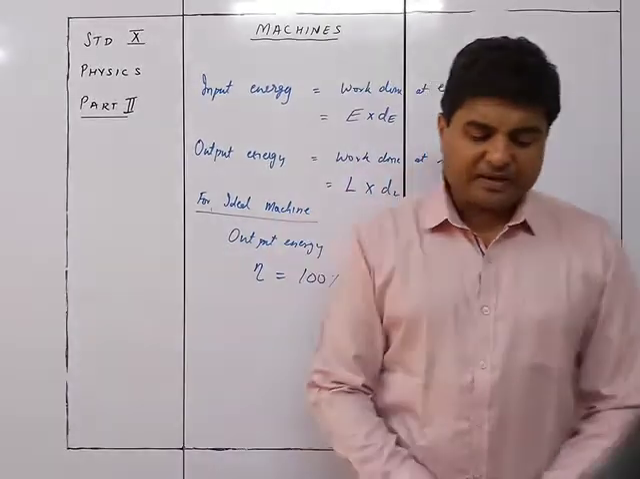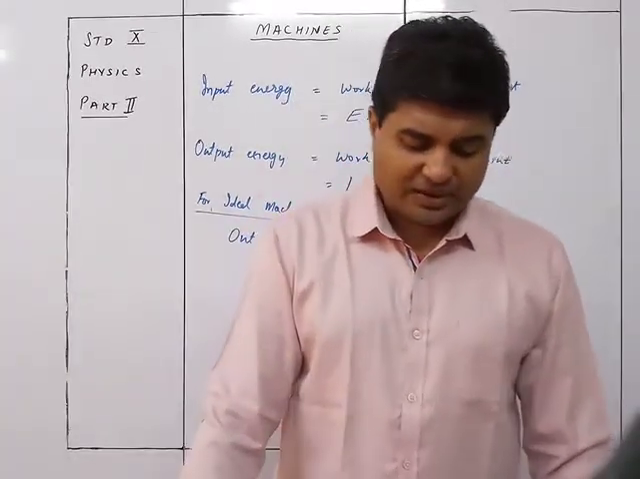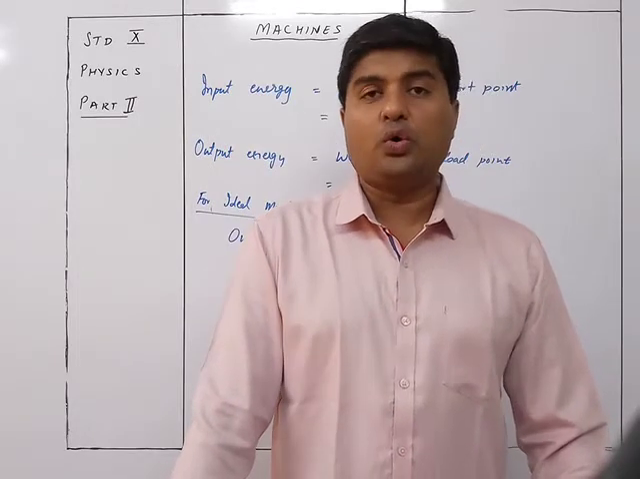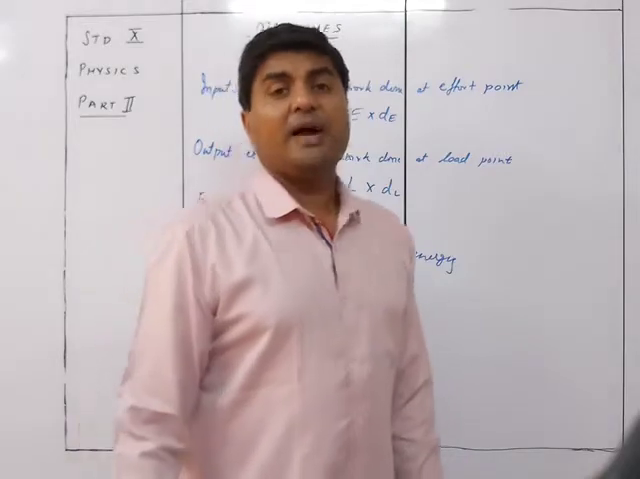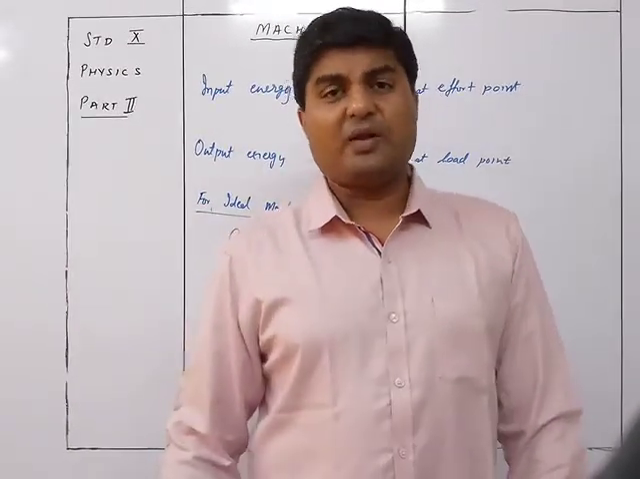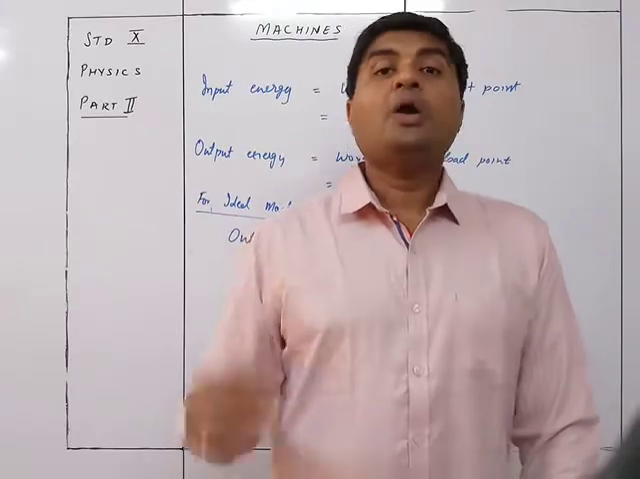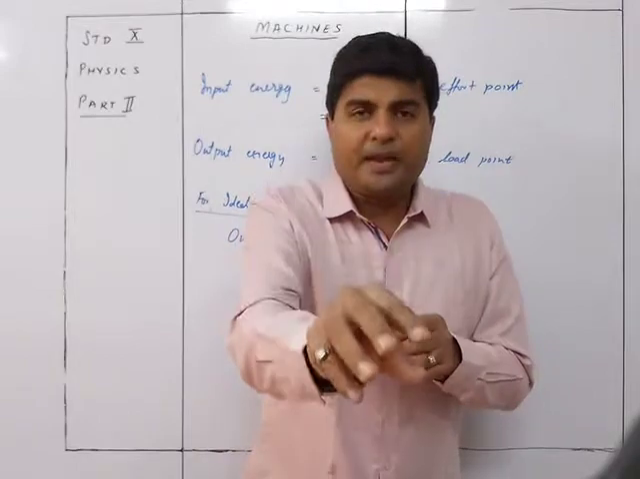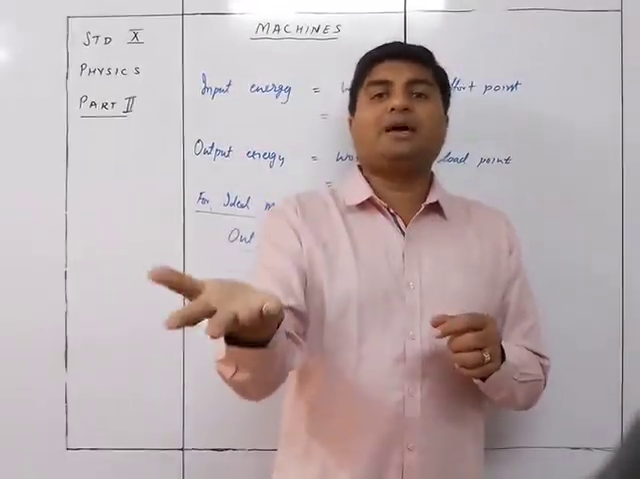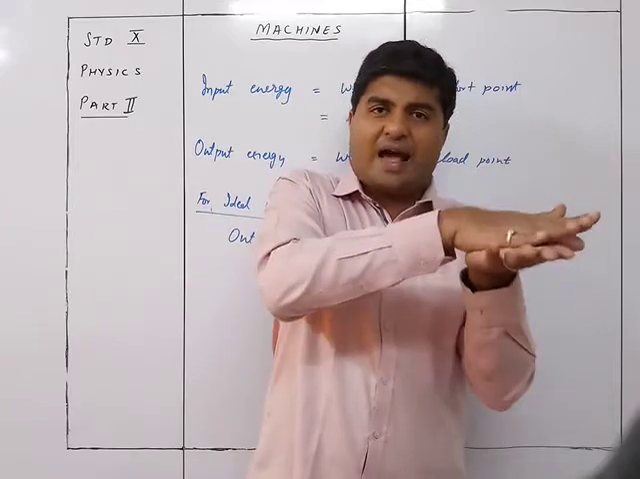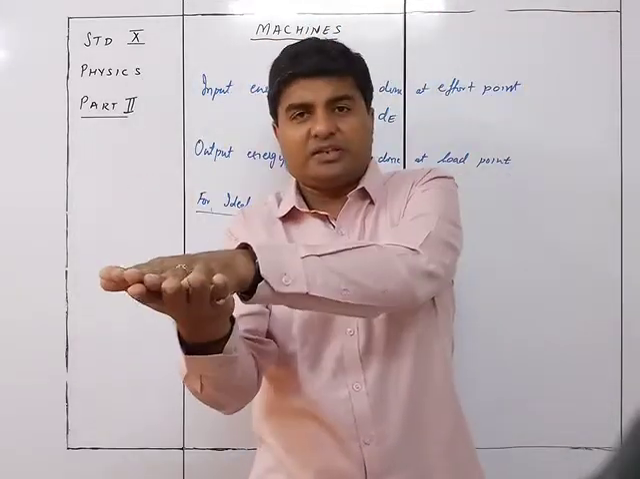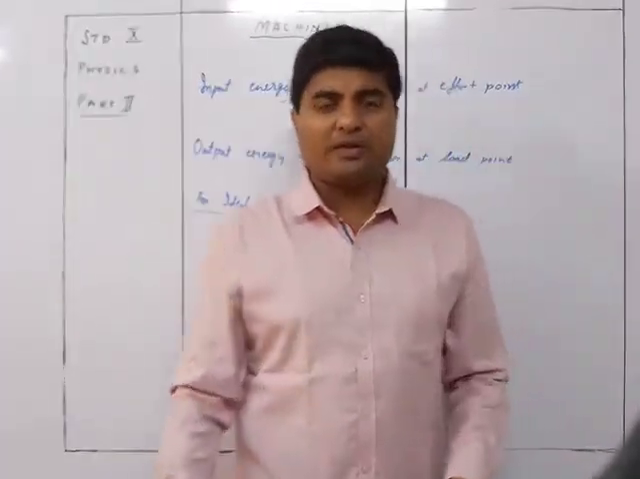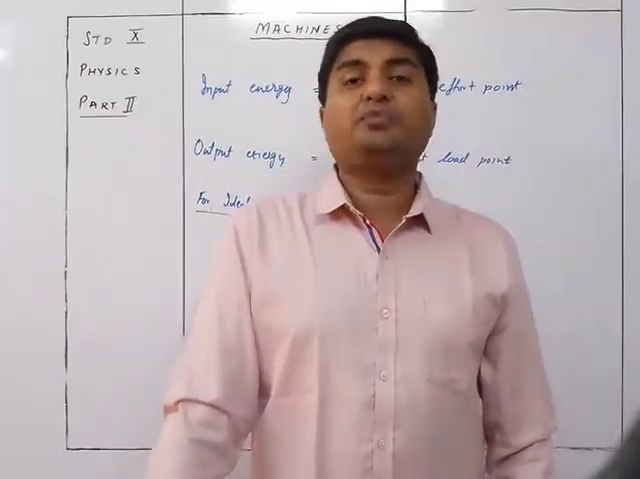If a machine is 80% efficient, it implies that 80% of the total energy supplied to the machine at the effort point is obtained as useful energy at the load point. So if I say the efficiency of the machine is 80% or 90% or 70%, that means whatever effort I applied, only 70% or 80% was available at the load point. At the effort point 100% went in, but by the time it was transferred and reached the load point, 20% of that effort energy had been lost.